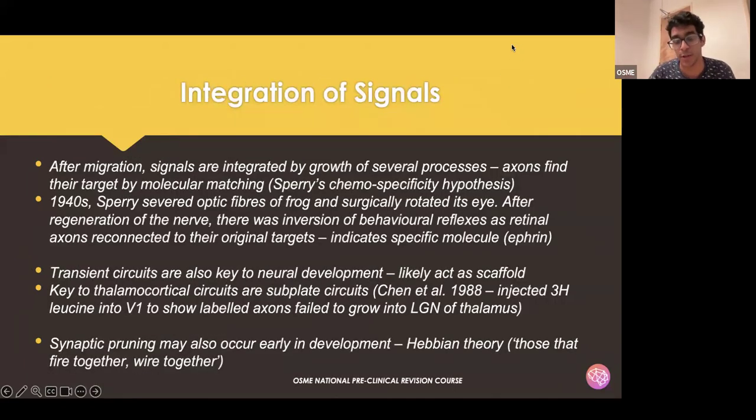So the final principle that I talked about at the start of the lecture is this idea of integration of signals.